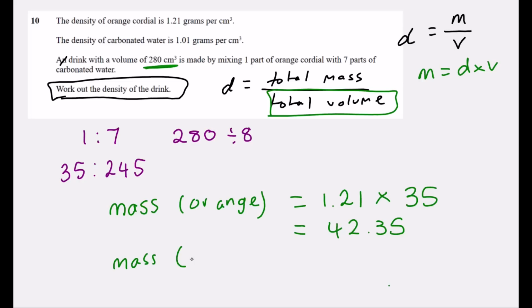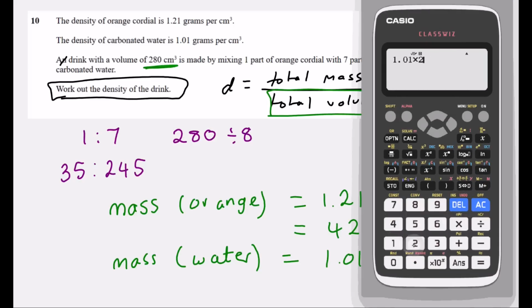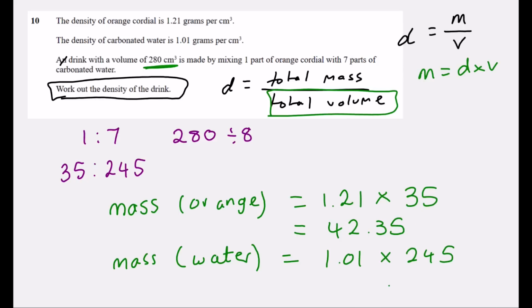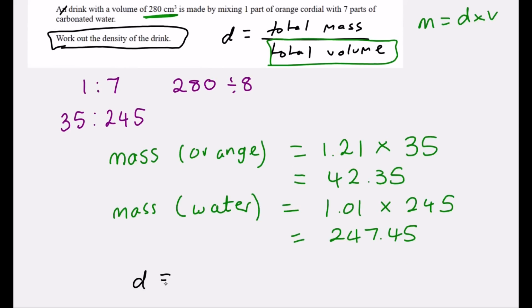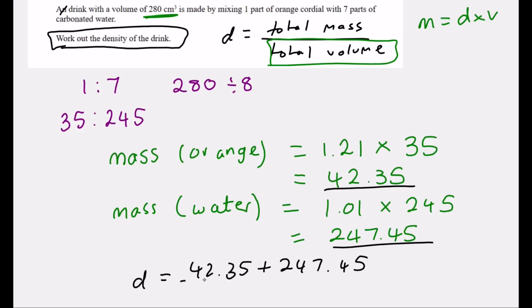The mass of the water has a density of 1.01 and a volume of 245. So mass equals density times volume, 247.45. So now we know everything we need to know. So the density is the total mass, which is 42.35 plus 247.45, over the total volume, 280.